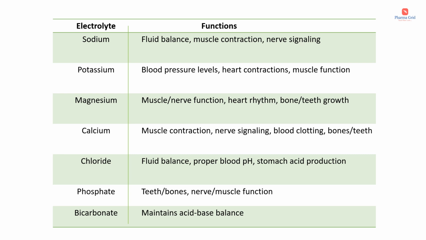Then chloride is very much needed for fluid balance, proper maintenance of blood pH, and stomach acid production. Phosphate is required for the growth of teeth and bones, and for nerve and muscle function. Bicarbonate's main function is maintaining the acid-base balance.